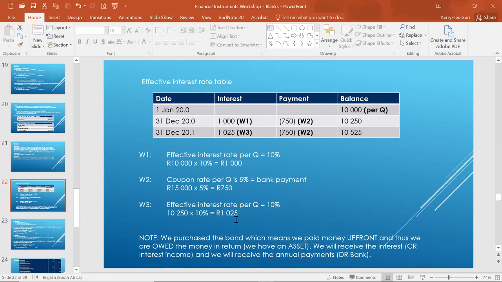Okay, so we included here that they purchased it. So basically they paid money up front and they are owed the money in return, having an asset. And so the interest that we receive on this asset is going to form part of interest income, and any payments received are going to be a debit to bank, or rather a receipt, as we saw with our previous financial asset question.